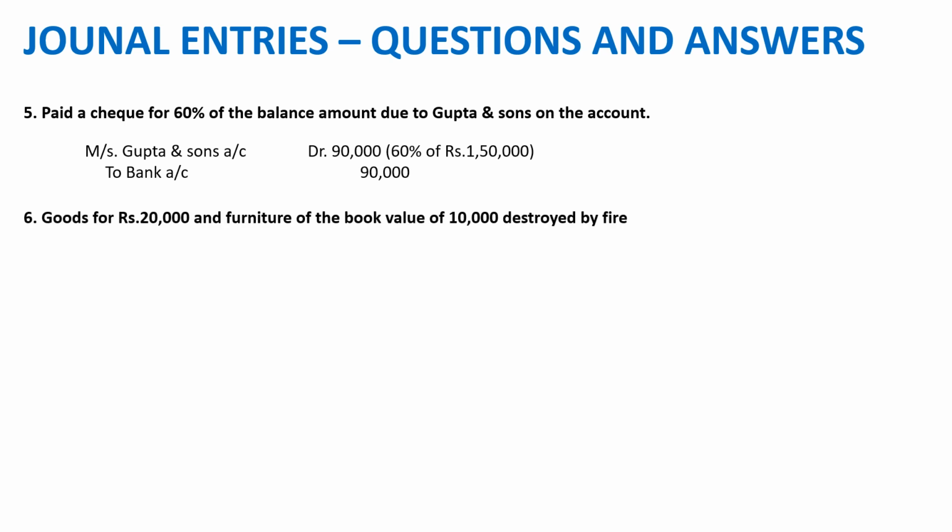Next transaction. Goods for rupees 20,000 and furniture of book value 10,000 destroyed by fire. So this is very clear. Goods is an asset, furniture is an asset. If they are destroyed, it means the value is reducing. If it is reducing, what do you do? You have to credit. What will you debit? It is a loss. So simple entry. Loss on fire 30,000 to purchase, or you can say inventory, 20,000, to fixed assets 10,000.